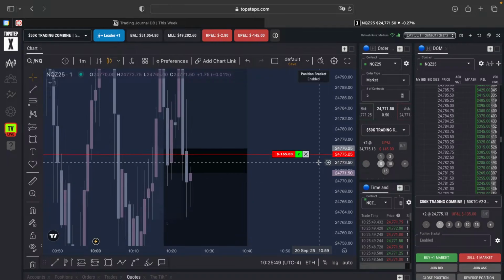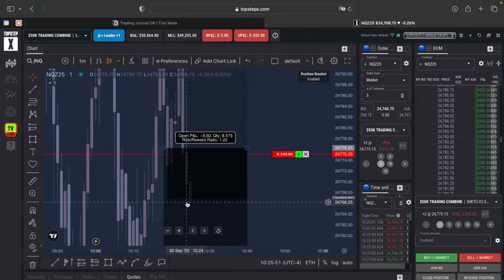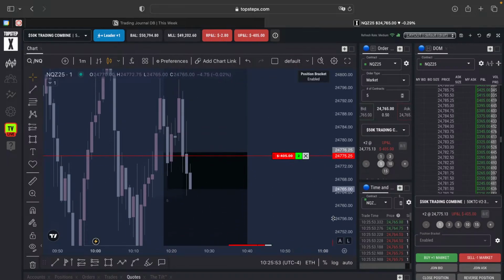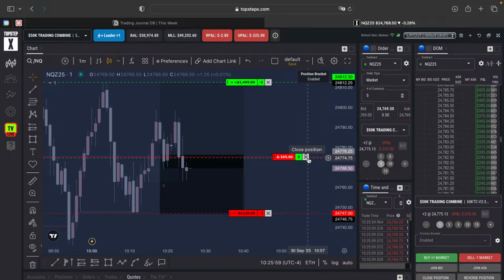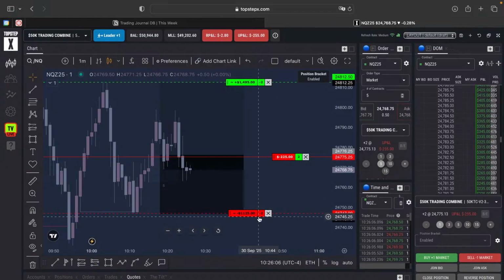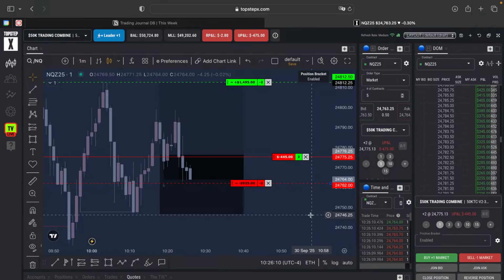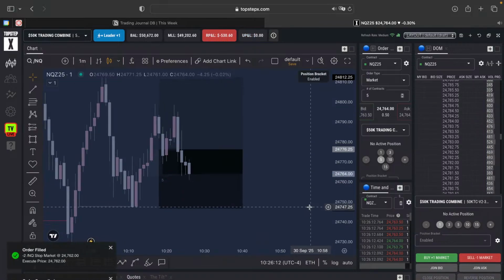Came deeper into the zone, respecting it so far. If we clear out that low, I'll exit the trade. If we hold the 1 minute zone, I'll stay in. Yeah, what I'll do is protect my risk by moving my stop here. Order filled. Okay.